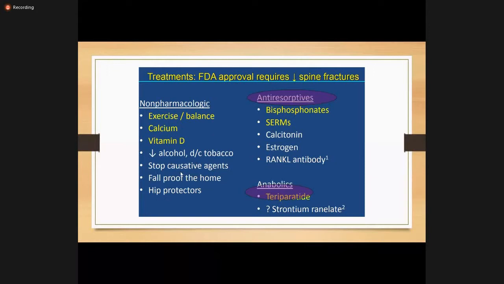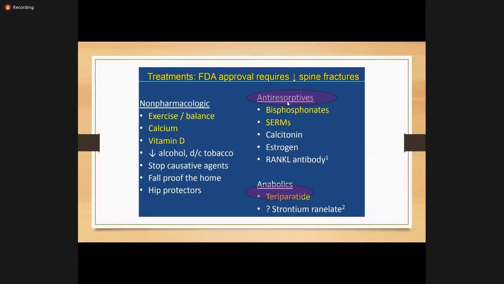These are very important steps: a foolproof system at home, with no slippery tiles in the washrooms, and non-slippery footwear. Hip protectors are used so that if, God forbid, there is a fall, it does not lead to fractures. Using hip protectors, that can be avoided.